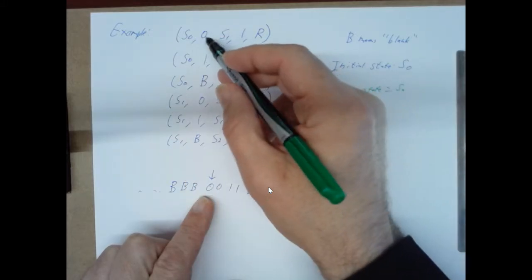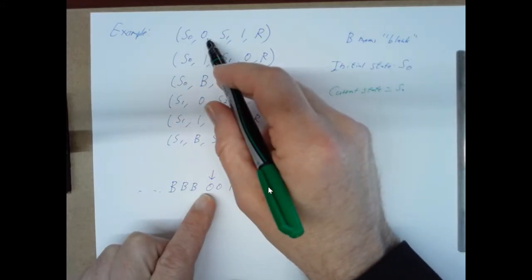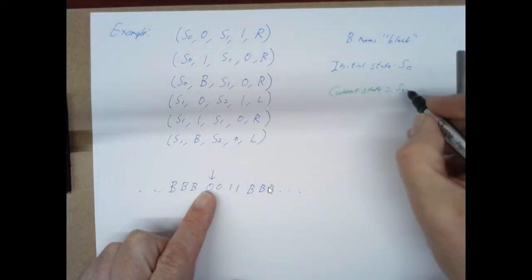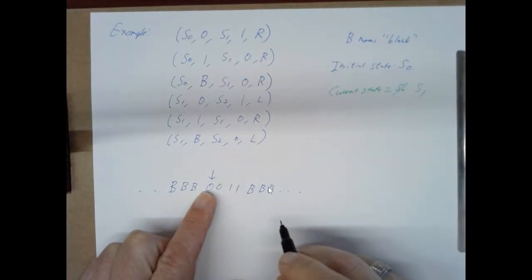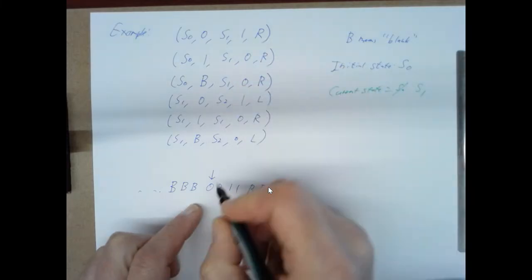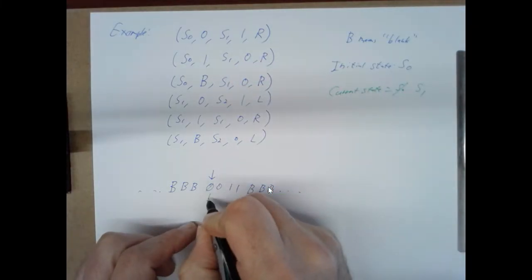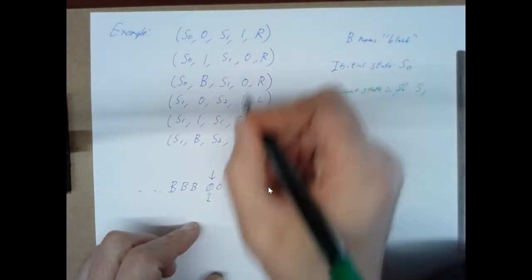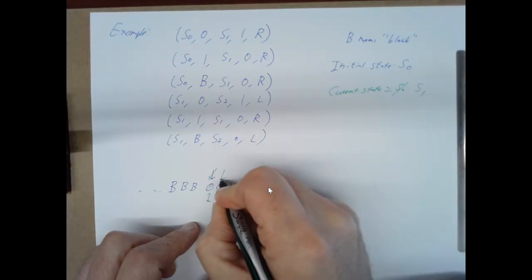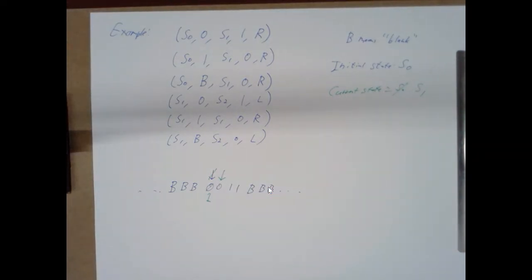Okay, so this is the only rule that applies. We're in S0 and there's a 0. So this says we should move to state S1, and we should write a 1 underneath the head. So this should become a 1. And then we should move to the right. So now we should be in this situation. And now we just keep doing this over and over again.